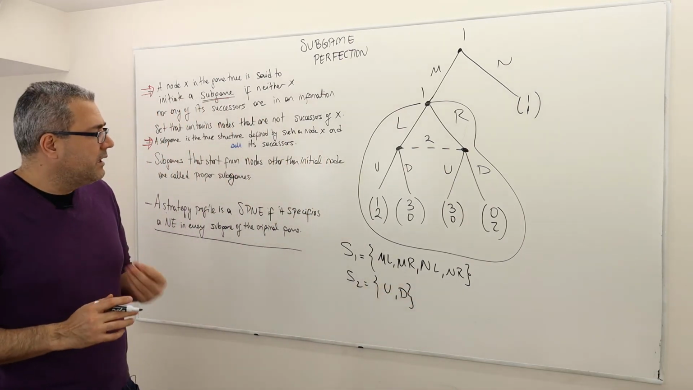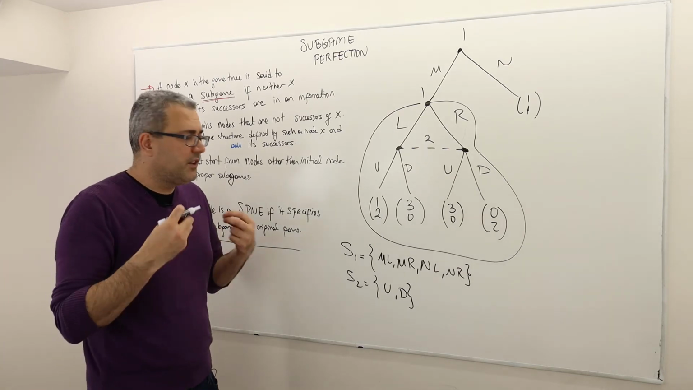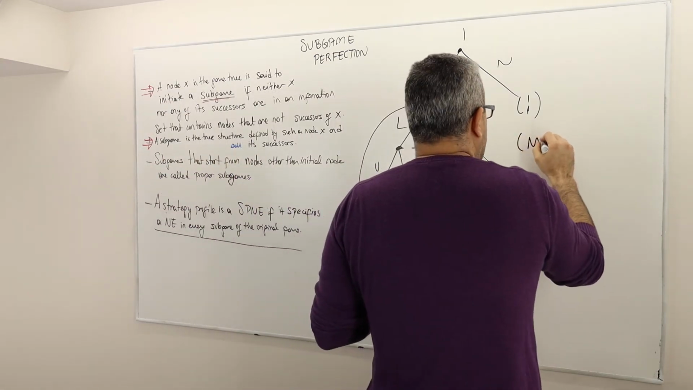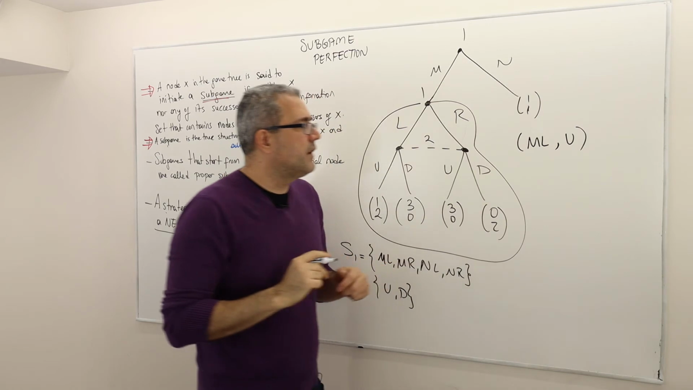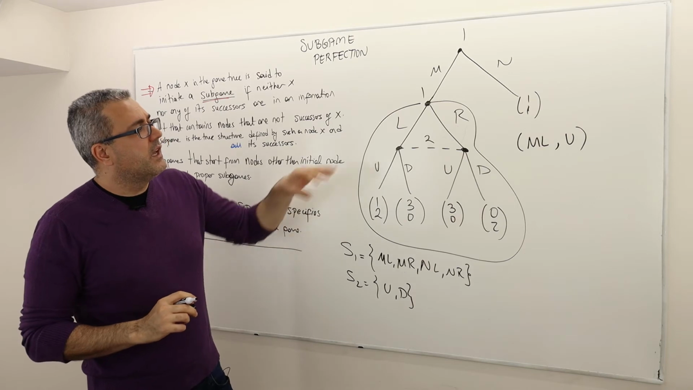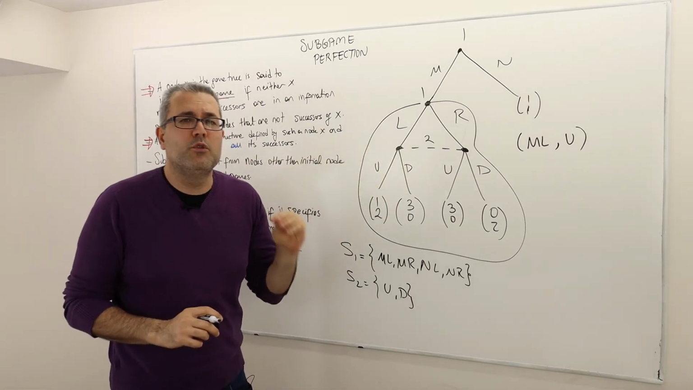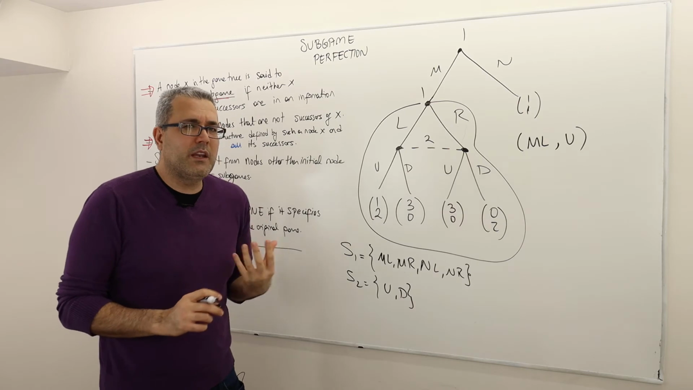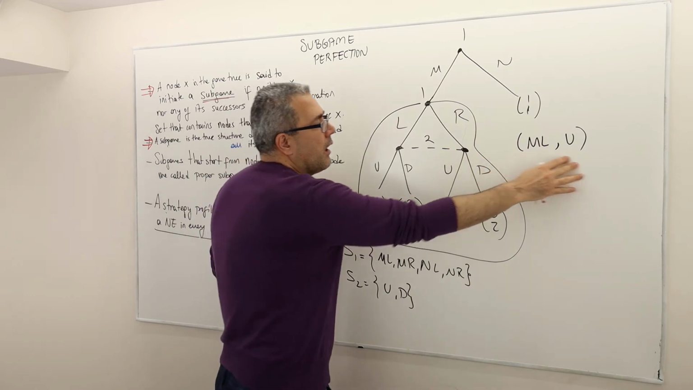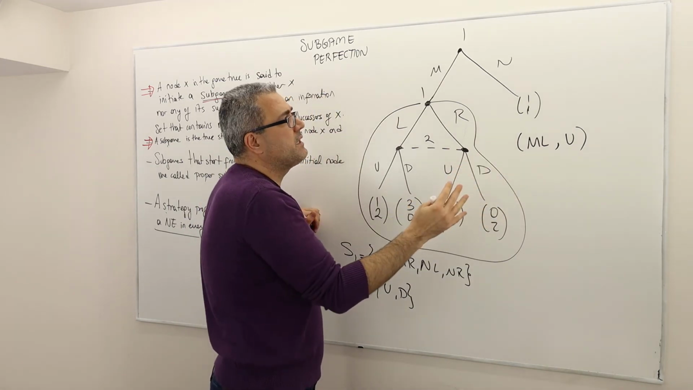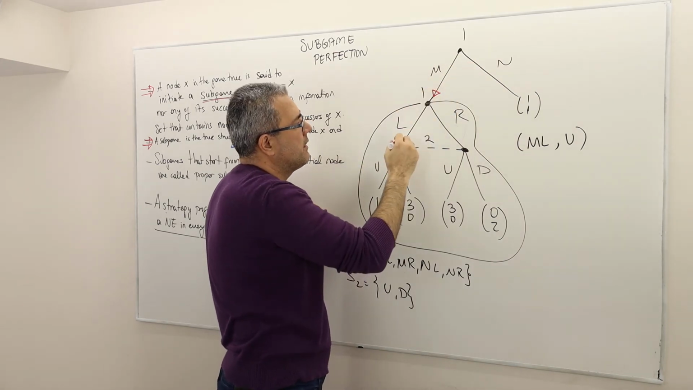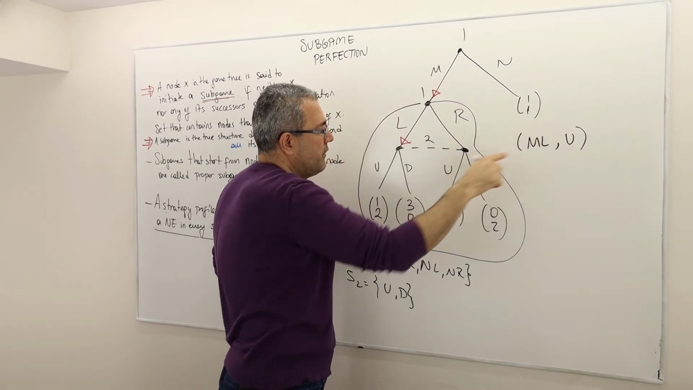Now let's consider some strategy profiles. We can write a lot of strategy profiles, for example, ML, comma, U. Is this a Subgame Perfect Nash Equilibrium strategy profile? What does that mean? It must specify a Nash equilibrium at every subgame. How can I check that? First, put the arrows that this strategy profile specifies. It says player 1 is going to play M, and then he's going to play L, and then player 2 is going to play U.